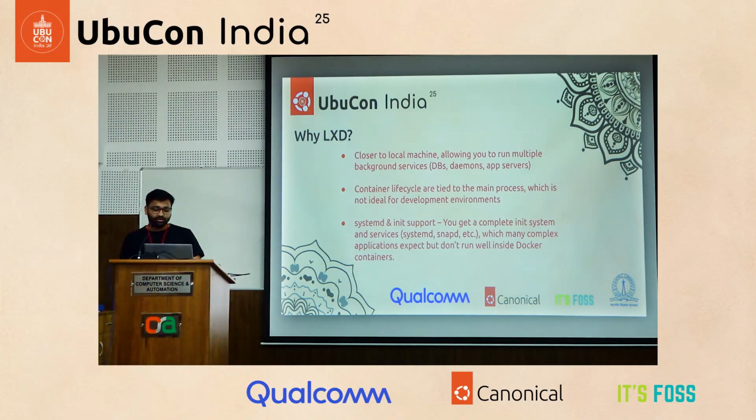Apart from that, it also comes with systemd support. It comes with systemd and the whole OS. So it allows you to also install snaps and perform some advanced operations, which if you try to do on Docker, you'll run into weird issues. That's why we went with LXD VMs, which are basically lightweight VMs that you can freely use.